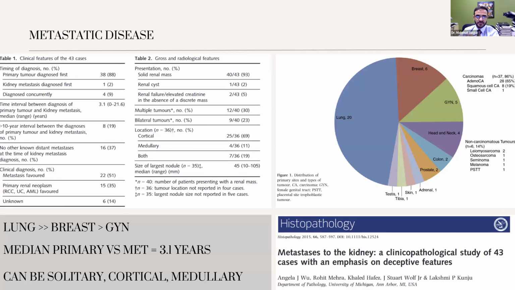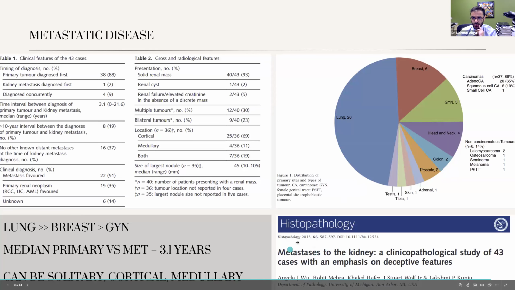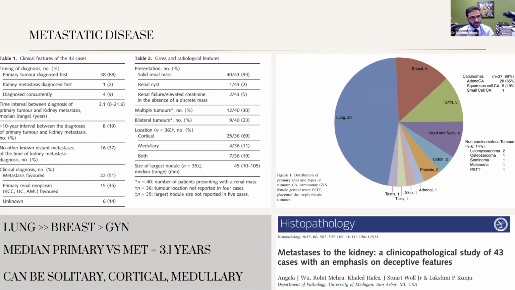Metastatic disease, these are my last slides, and hopefully within several minutes I'm going to be able to finish. Metastatic disease also should come to mind when we are dealing with high-grade infiltrative tumors. The most common metastasis is considered to be from the lung, followed by breast and gynecologic. This study is relatively old, but it's a very enlightening study in terms of metastatic disease to the kidney.